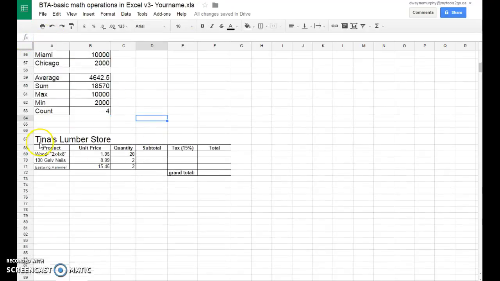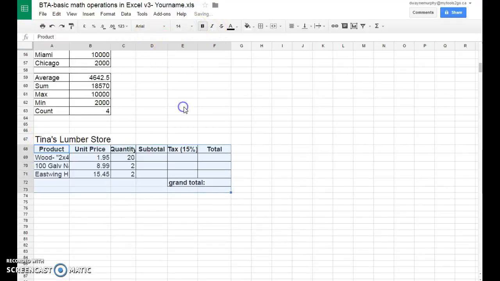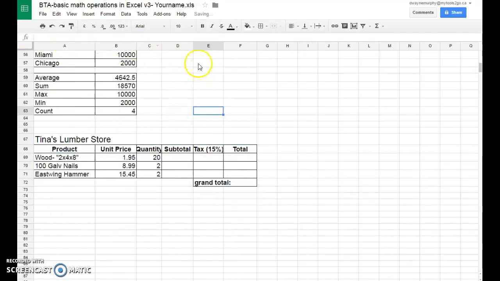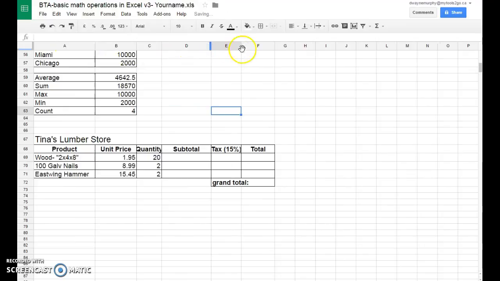Yeah, so let's move on. I'm going to highlight this value here. This is really important. Please try to understand what I'm doing here. This is a simple shopping receipt.